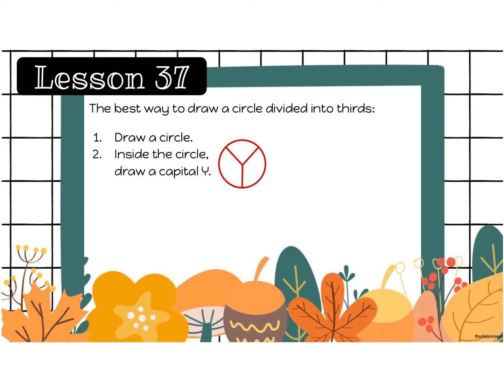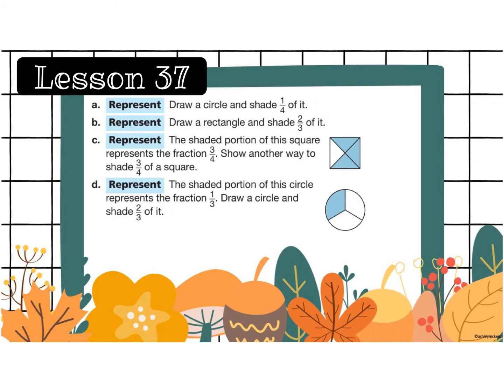The best way to draw a circle and divide it into thirds, in case you don't know, is to draw a circle and draw a Y in it as best you can to make them into 3 equal parts. So you're kind of drawing like a capital Y. It's the best way to try to get them equal. It may not be perfect, but it's going to be really close. If you're drawing it on your own, that is your tip to get it into thirds.